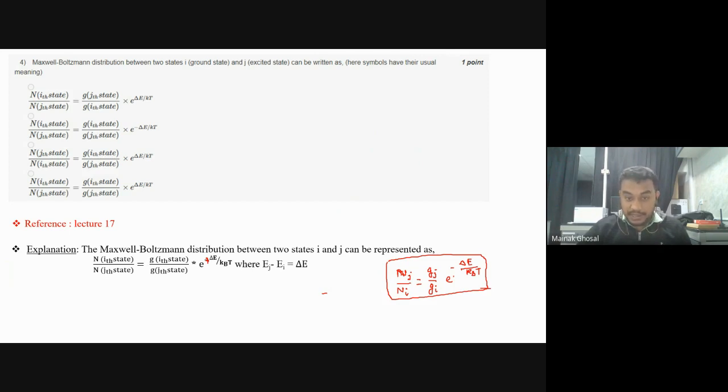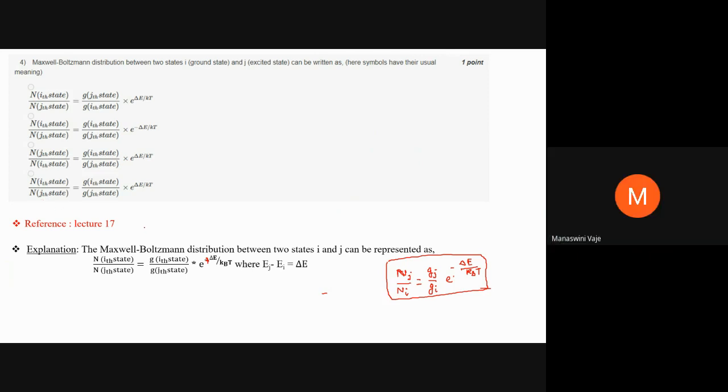Now in this case, we have seen that the options are given such that your I state will be on top and J state will be on the lower side, numerator and denominator. Okay, fourth option. So sorry, the fourth option will be the answer.